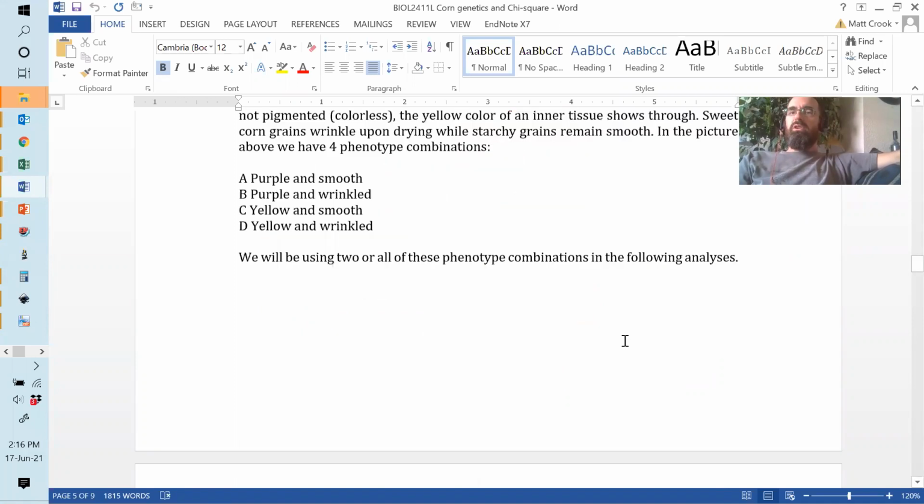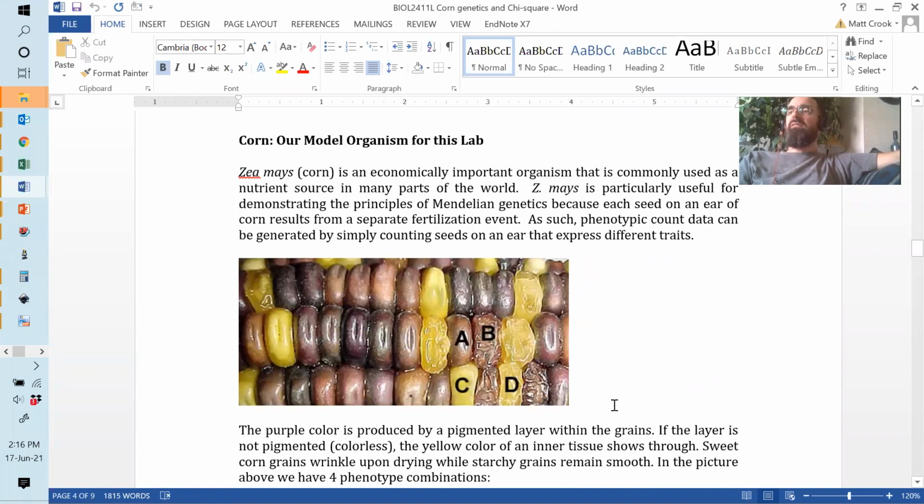So when you look at a corn cob like this, you're actually looking at the F2 generation of a reciprocal cross between two F1 individuals. Let's make sure I've got my chat up. And this is Jordan. Go ahead.